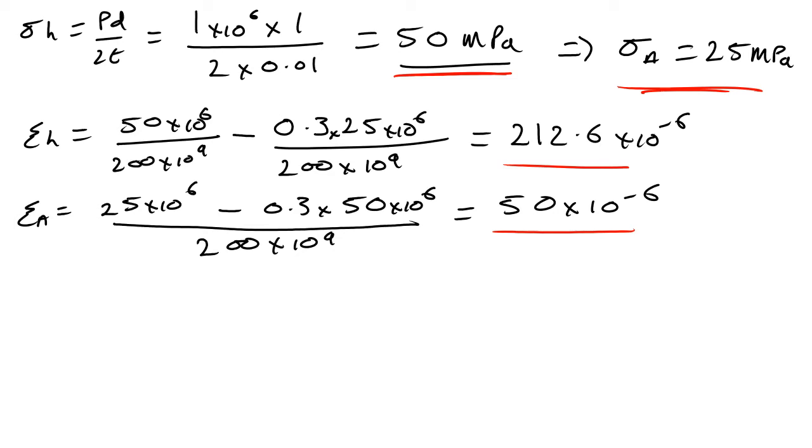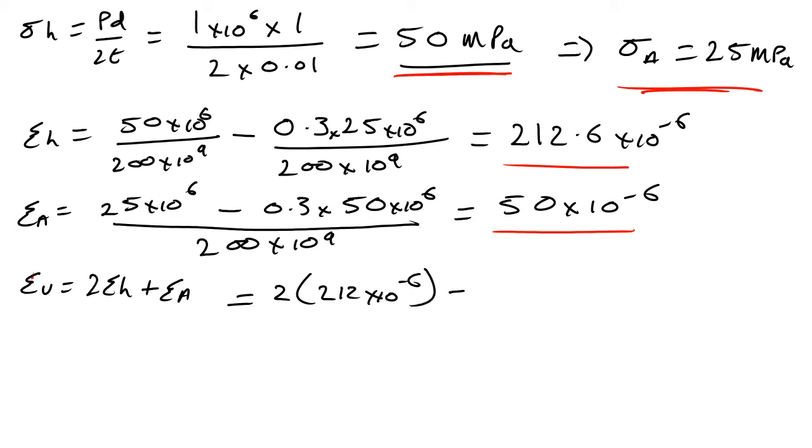Our volumetric strain equals twice our hoop strain plus our axial strain, so that is going to equal 2 times 212.5, and that's going to be plus our axial strain, which is 50, which equals 475 microstrain.